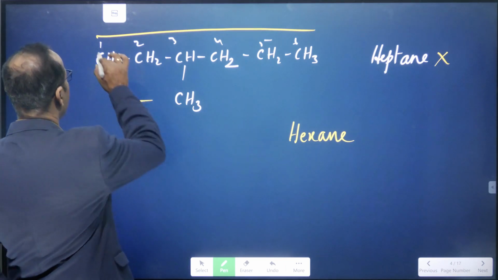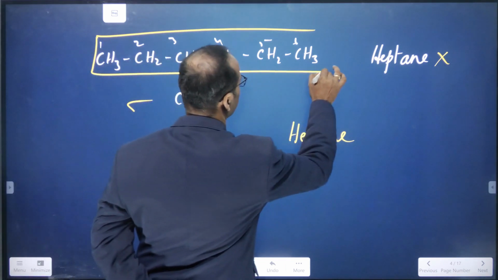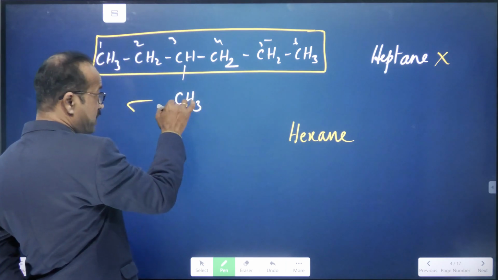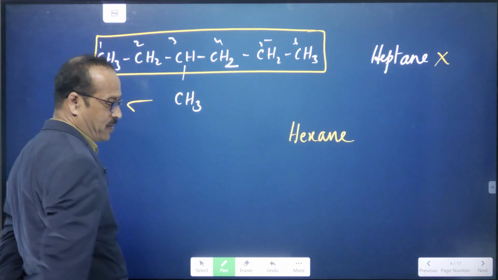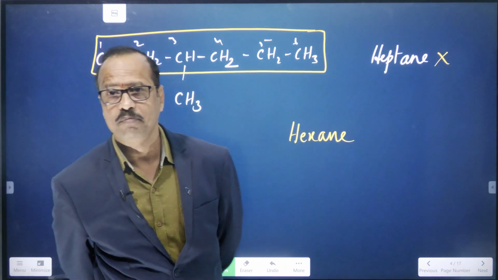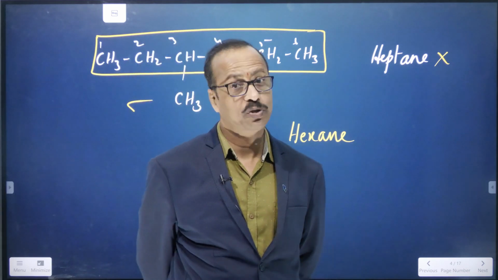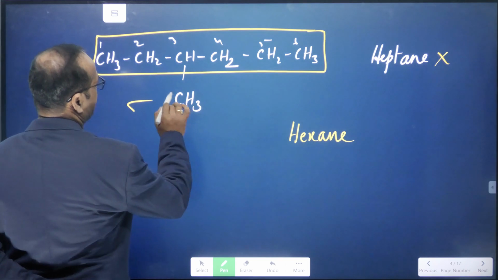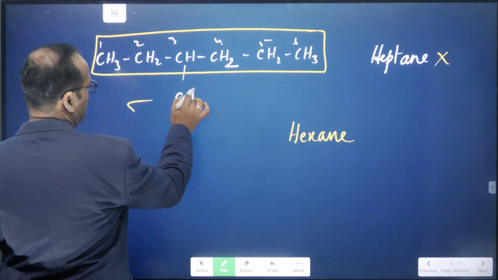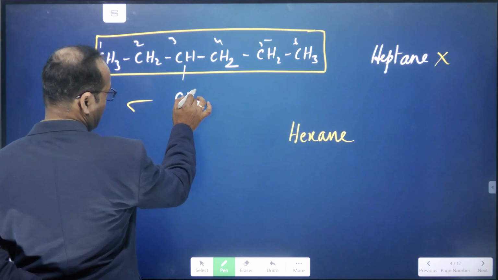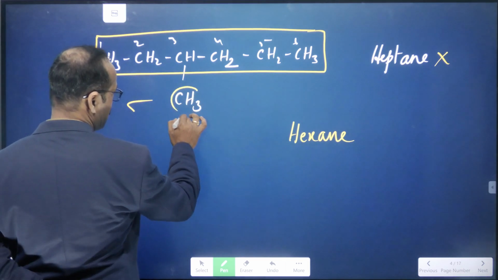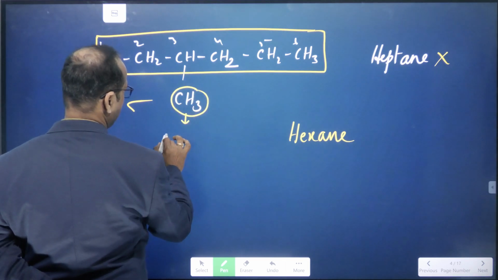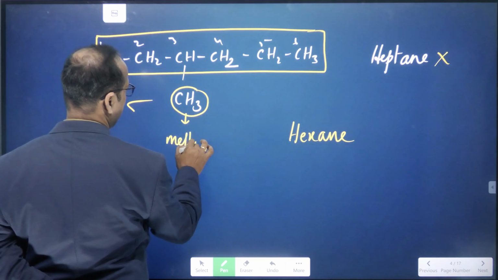Now this part is done. But one thing is left, one branch is there. Now I want to give the name to that branch also. I should include it in the name. CH3 is called methyl. Remember that CH3, the name is called methyl.